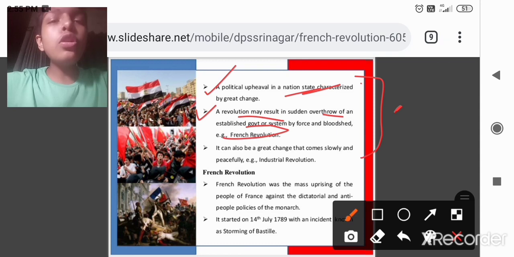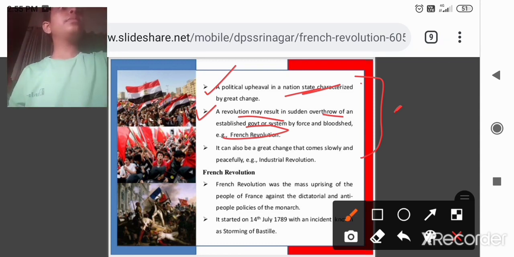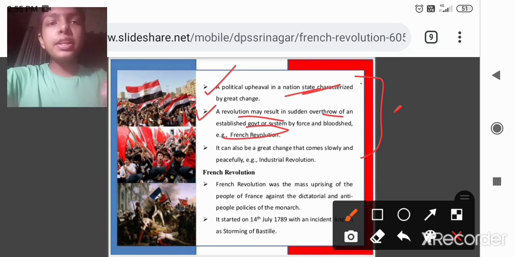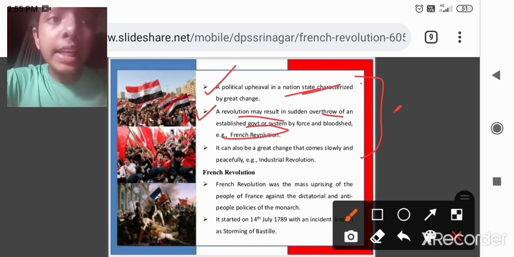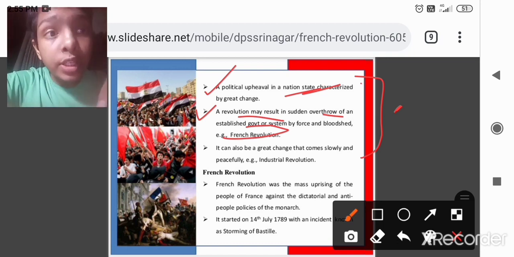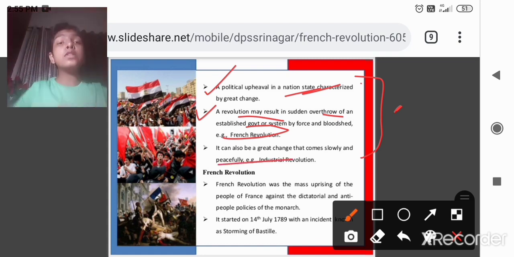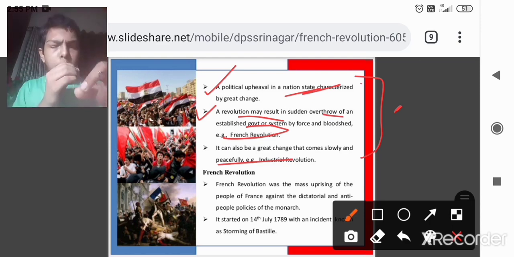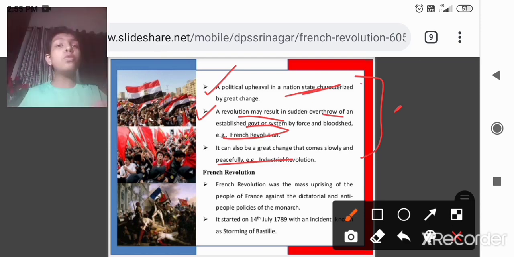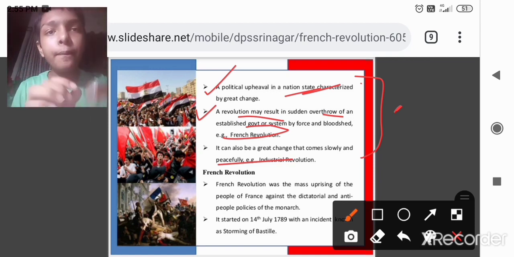Then, guys, it can also be a great change that comes slowly and peacefully. Example, the Industrial Revolution. So I'm saying that yes, there can be slow changes, right? It is not that your revolution started today, like the revolution started on 14 July 1789.